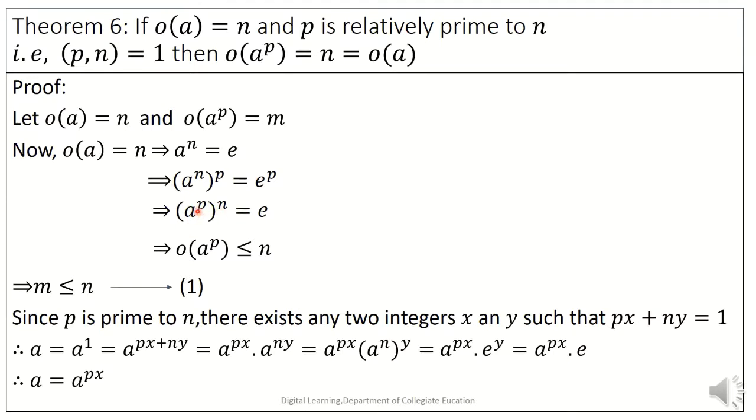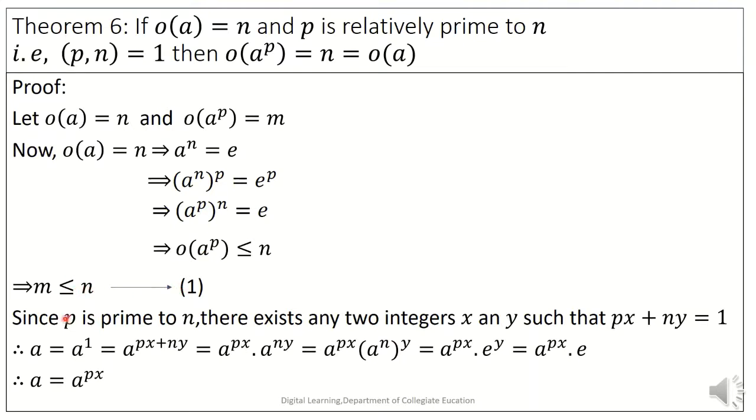This means, again go back to the definition of the order of an element: the order of a to the power of p is always less than or equal to n, isn't it? The order of a to the power of p is m. We took this as m. Therefore, substituting this value here, m is less than or equal to n. Call this equation number 1.